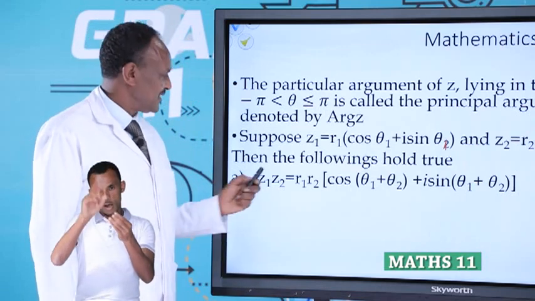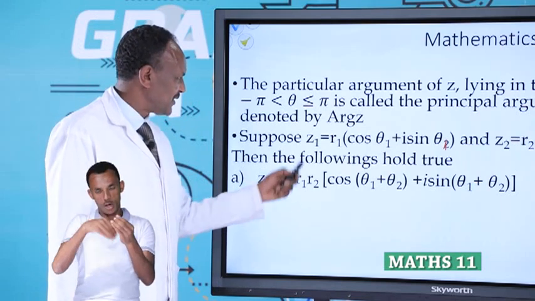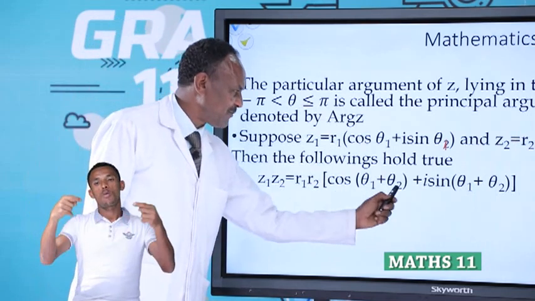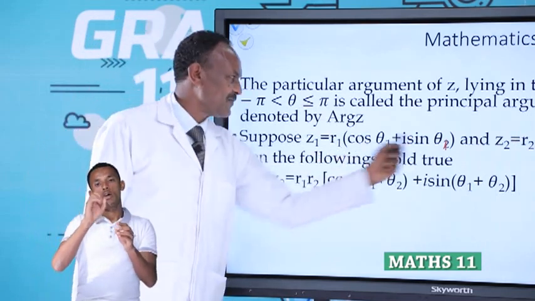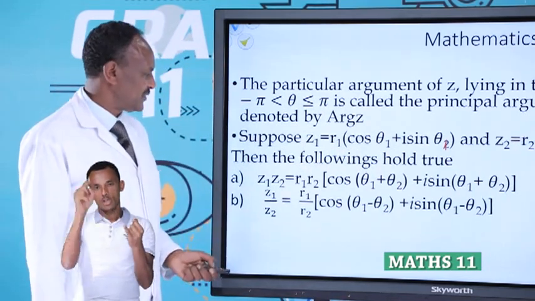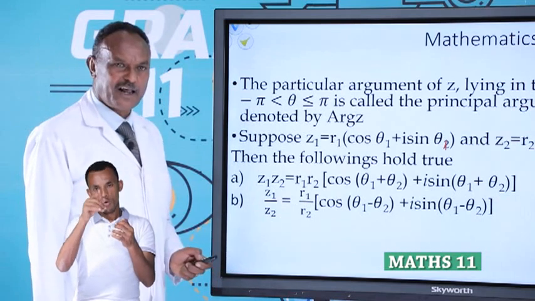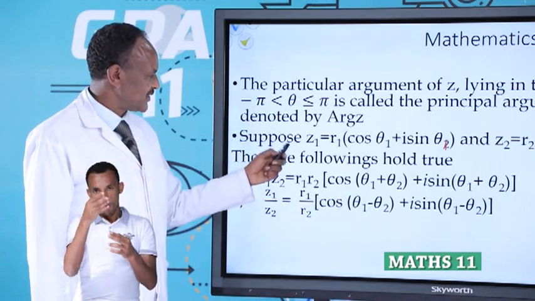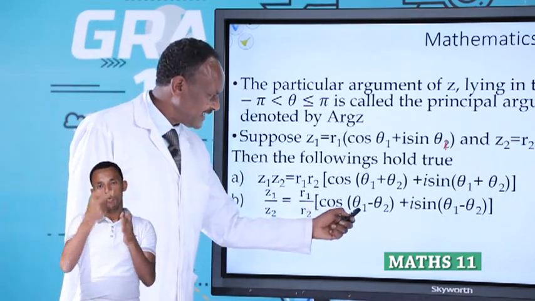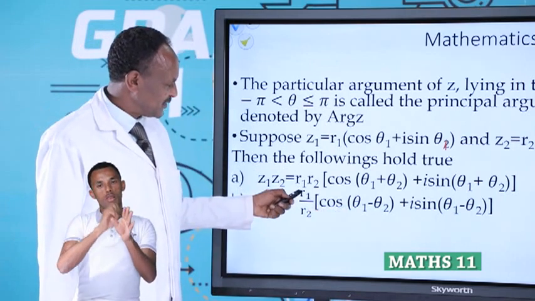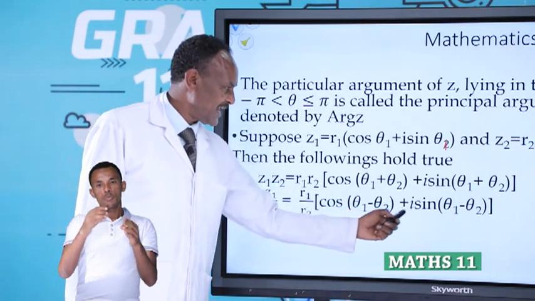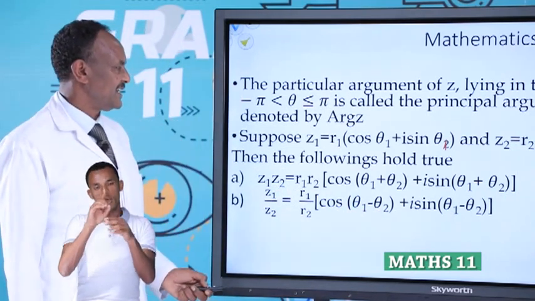The modulus of the product is the product of the moduli of the separate complex numbers. And the argument, theta 1 plus theta 2, is the sum of the arguments of the separate complex numbers. When dividing z1 by z2, you get the ratio r1 over r2, the ratio of the moduli of the two complex numbers, multiplied by cosine of theta 1 minus theta 2 plus i times sine of theta 1 minus theta 2. The argument is theta 1 minus theta 2.